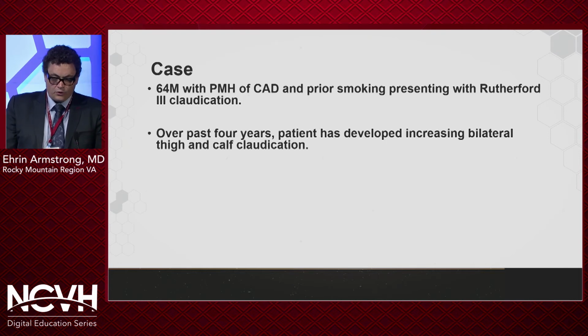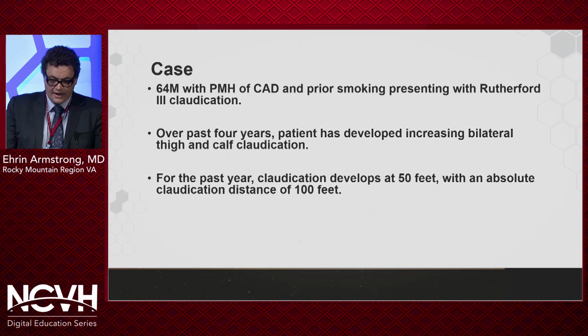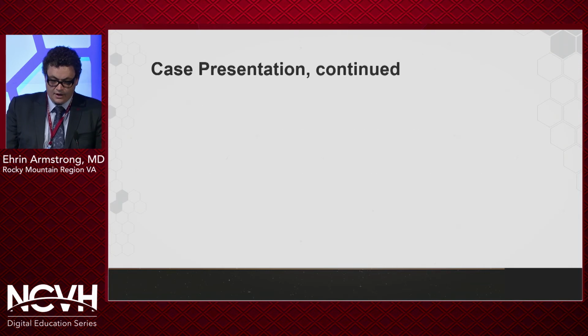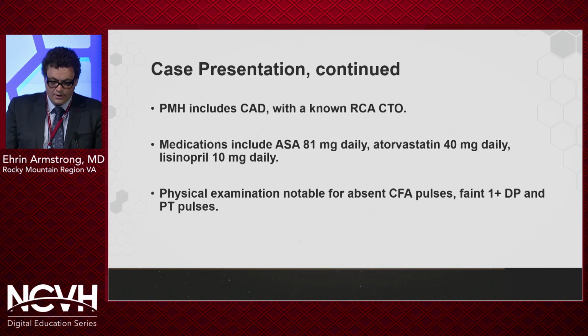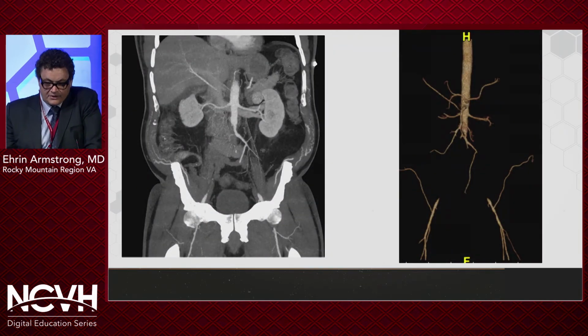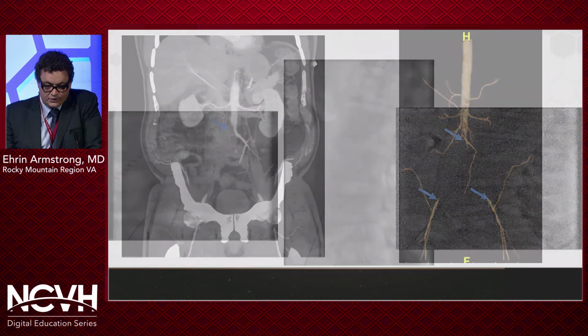This is a 64-year-old man with Rutherford 3 claudication, with bilateral thigh and calf claudication, with an absolute distance of walking of 100 feet. He was unable to complete a walking program. And a baseline ABIs were 0.54 and 0.51, and you can see his baseline CTA demonstrated that he had an infrarenal aortic occlusion with reconstitution in the bilateral external iliac arteries.